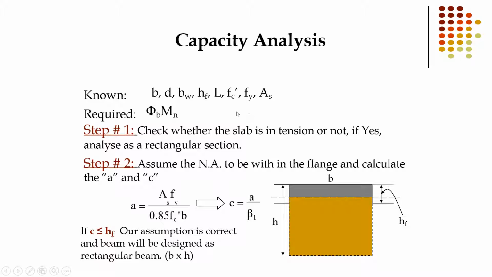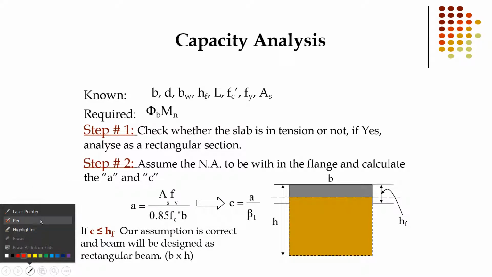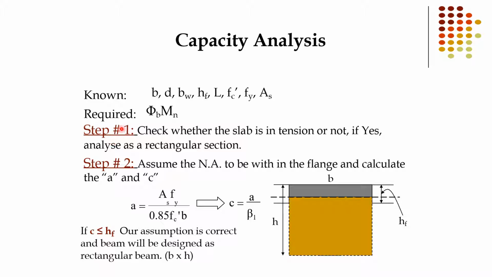For the questions, the data we are given is the width of the beam, depth, bw, fc prime, fy, and area of steel. All these things are given. We have to calculate the capacity of the beam, meaning the flexural capacity of the beam, phi Mn.